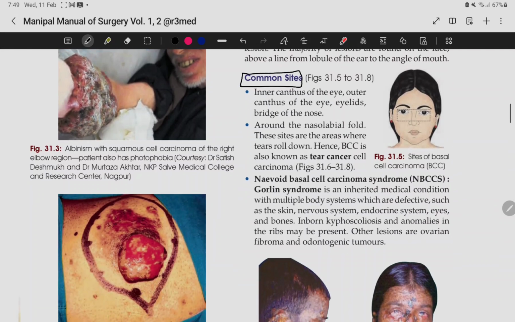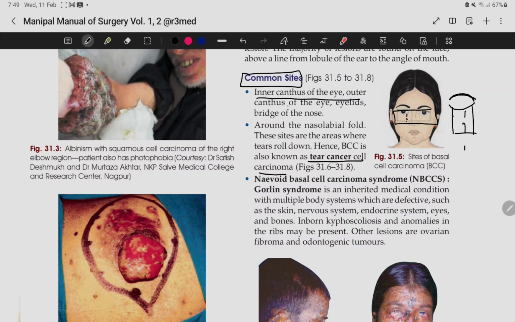it is also called a tear cell carcinoma because it is present in the tear zone. We know that tears fall from the eyes. There can be a question where all the options of the site of the tumor are given, but you have to remember that it does not present in the upper eyelid. It starts from the lower eyelid and goes downwards. Hence it is present in the tear zone.